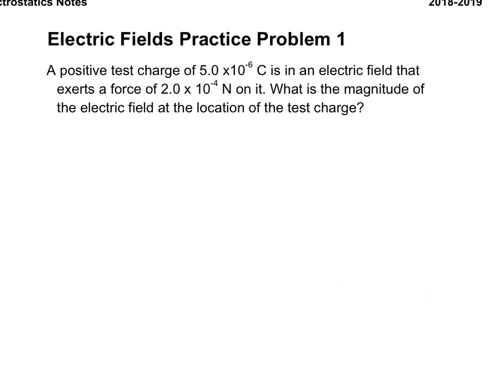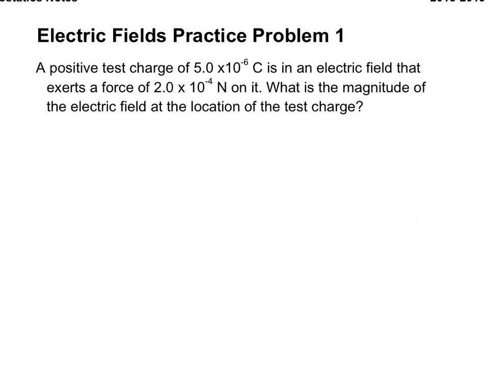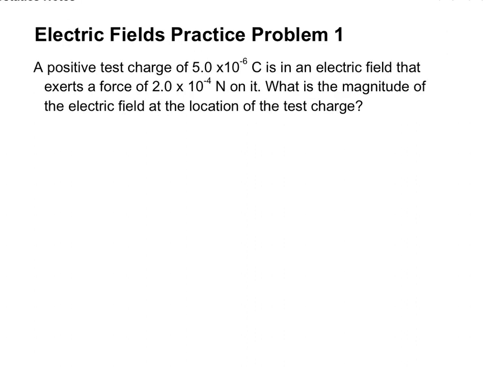All right, first thing to take a look at: a positive test charge of 5 times 10 to the negative 6 coulombs is in an electric field that exerts a force of 2 times 10 to the 4th newtons on it. What's the magnitude of the electric field at the location of the test charge? So again, the electric field tells us what happens to any charged object that's placed in the space. It's telling us our force per unit of charge.